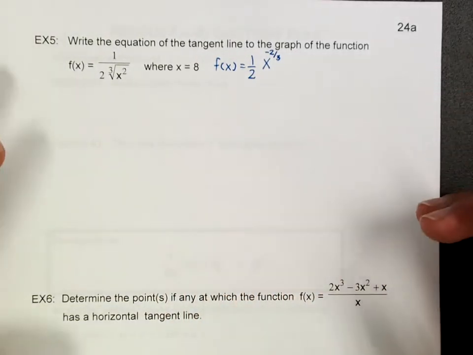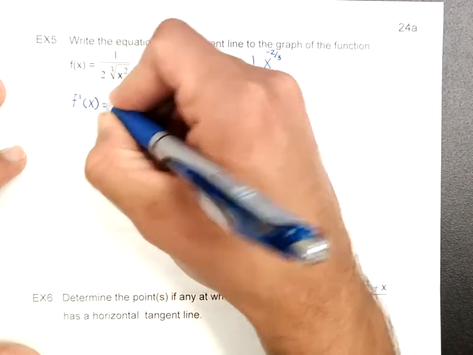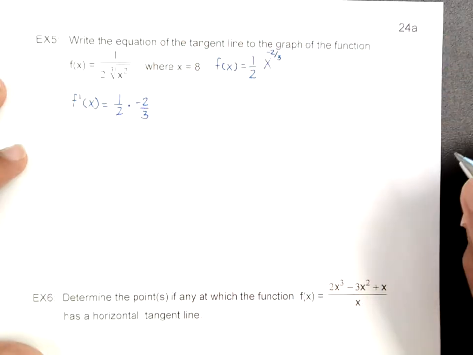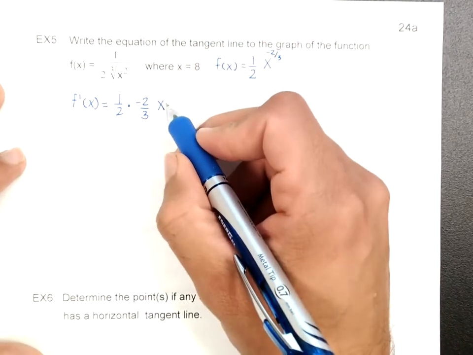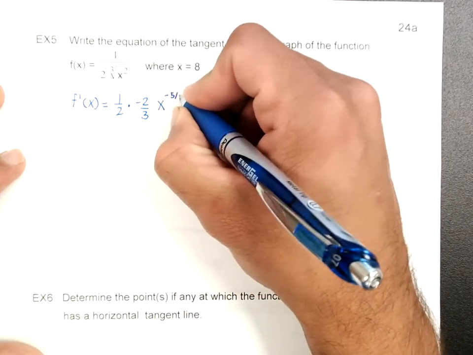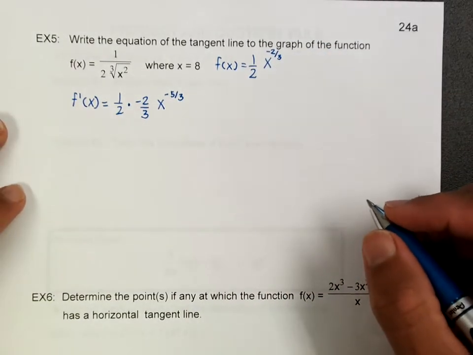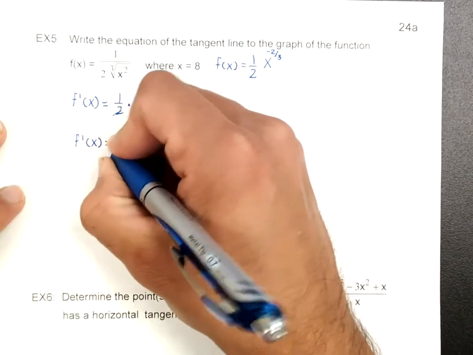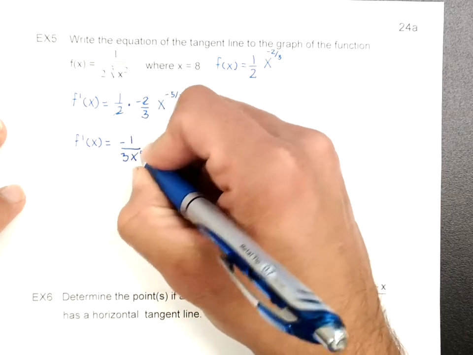So if I'm taking the derivative, I can use the power rule. On this one, I will have to write it. So I have 1/2 times negative 2/3, and x to the power of, now remember, negative 2/3 minus 1, which will give me negative 5/3. So negative 2/3 minus 1 is negative 5/3. At that point I can simplify this further, and f prime of x, the derivative of f of x, is equal to negative 1/3 x to the power of negative 5/3.